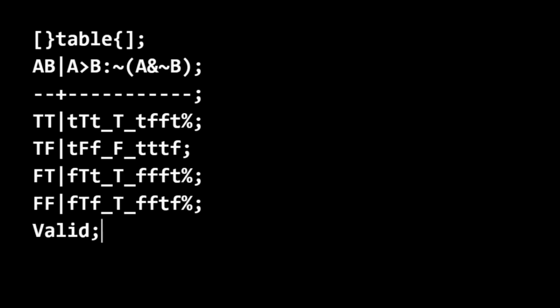So if we don't have a hash mark, then the argument is valid. So if there's no hash mark, the argument is valid. And of course, we need our closing tag.